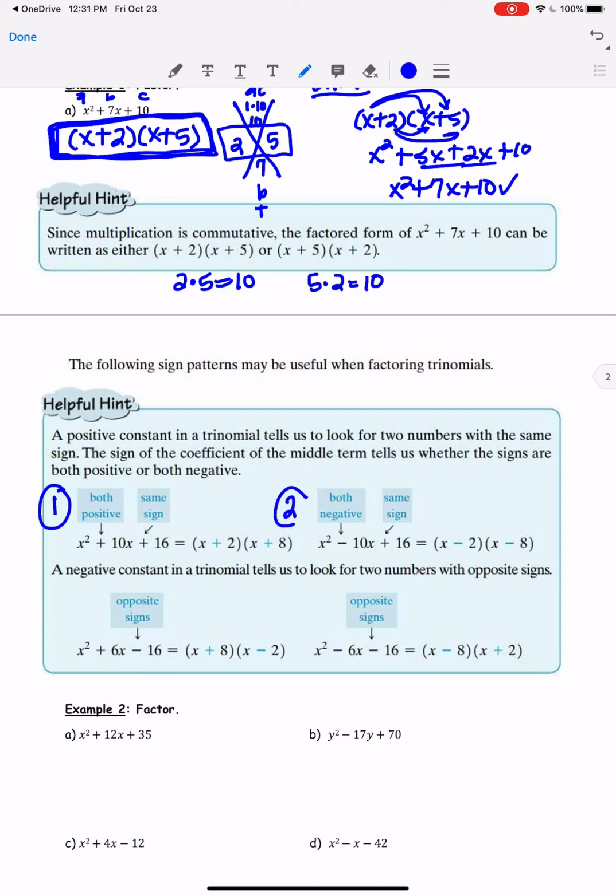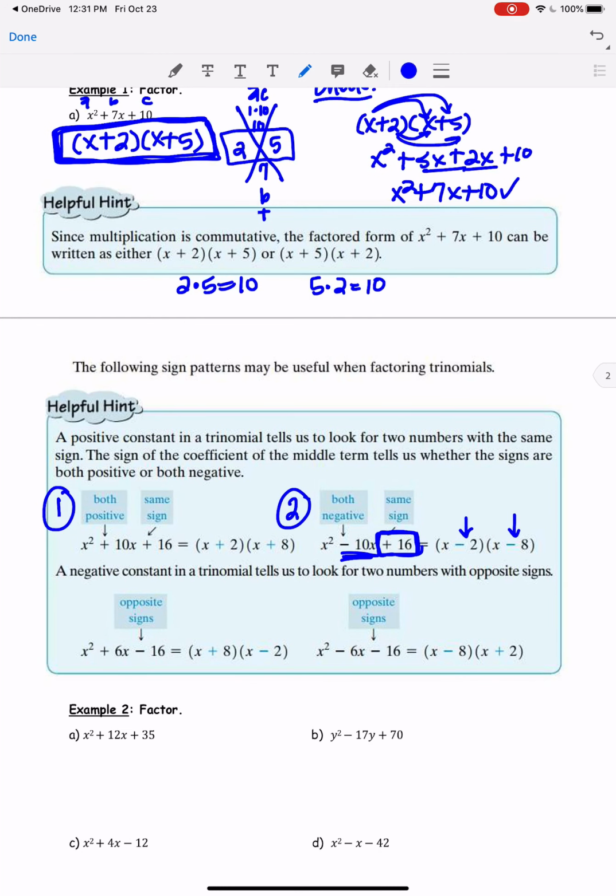My second case is when you have a positive C, but then a negative B. When that happens, you have to have 2 negative numbers because 2 negatives multiply together to become positive, right? Negative 2 times negative 8 gives me a positive 16, but when I add them, we get that negative number. So that's what it means by same sign. They're both negative. Those seem to not be too difficult. Where we make the most mistakes is our cases 3 and 4.